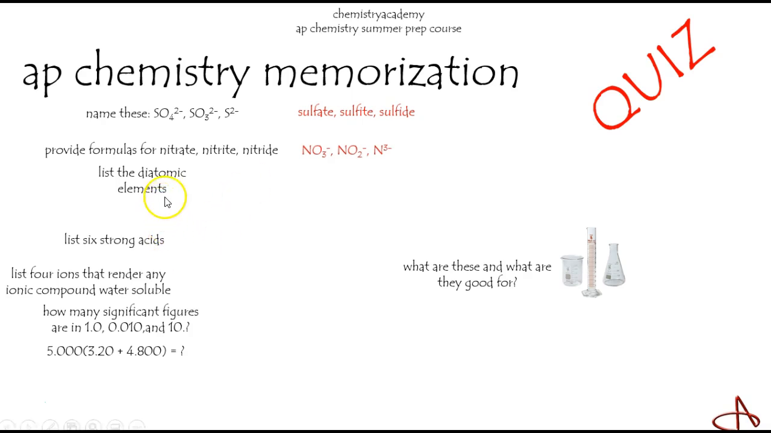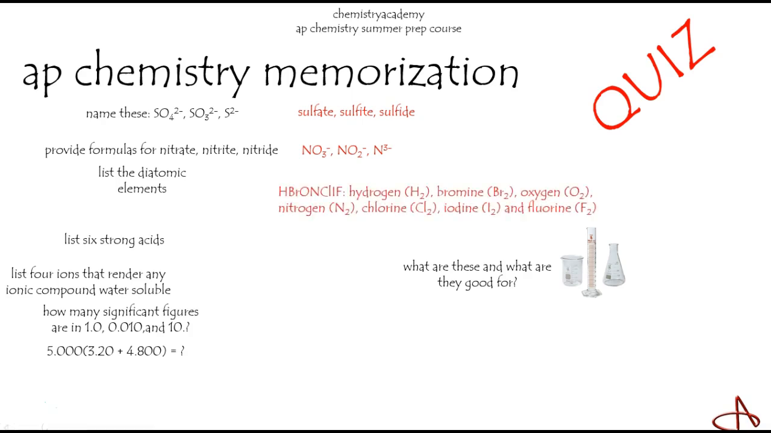The diatomics are hydrogen, bromine, oxygen, nitrogen, chlorine, iodine, and fluorine. How do I know that? H. Broncliffe.